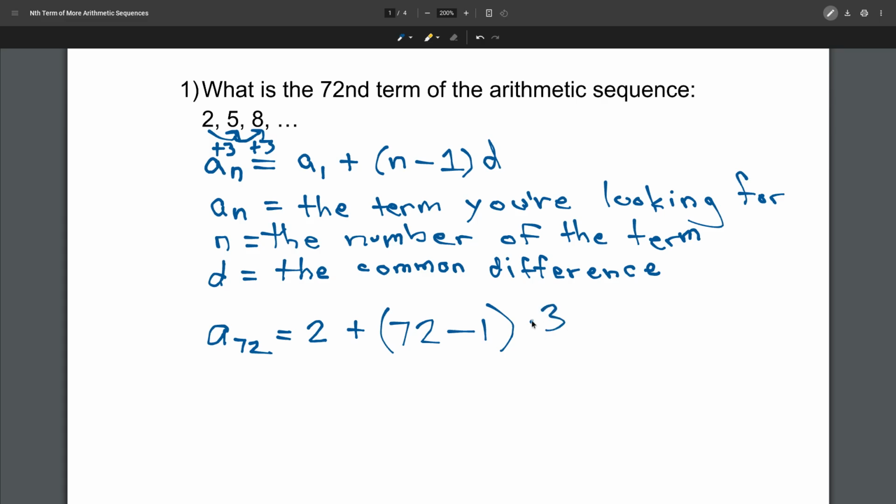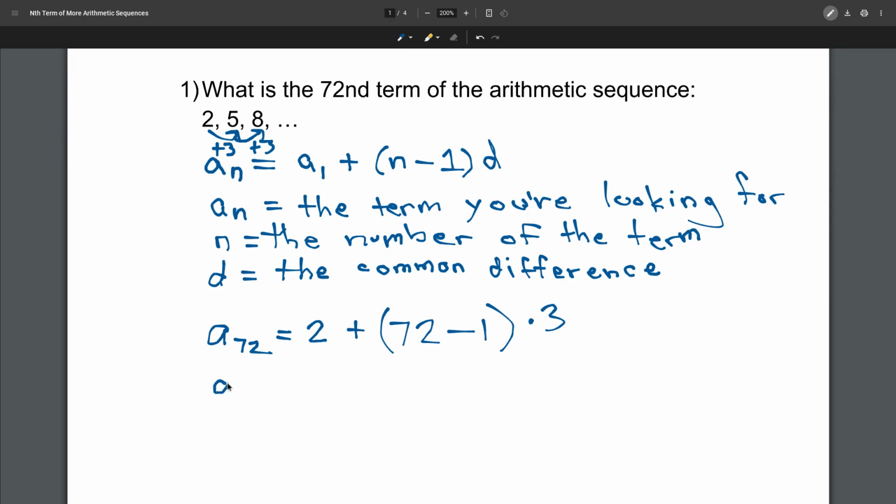And the reason why you're doing this 72 minus 1 times, 1 time less than the term you're looking for, is because you're going to start with the first term, right? But to get to the second term, you only add 3 once. To get to the third term, you add 3 twice. So when you get into the 72nd term, you're only adding 3 71 times.